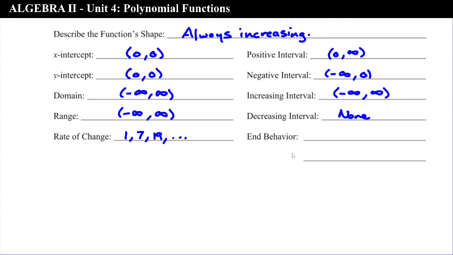And then for end behavior, as x approaches infinity, f of x also approaches infinity. And then as x approaches negative infinity, f of x also approaches negative infinity. And that's because it's always increasing. Okay, if it was always decreasing, then your f of x would flip. And you'd have negative infinity as x approaches infinity and positive infinity as x approaches negative infinity.